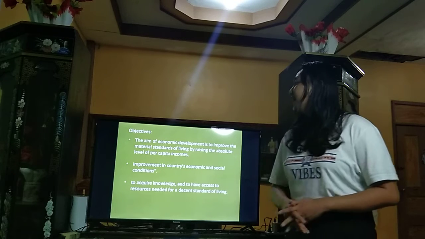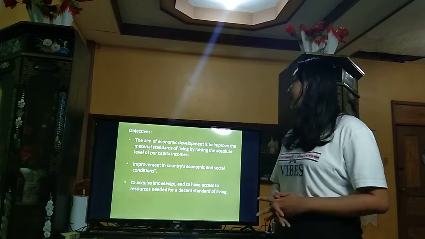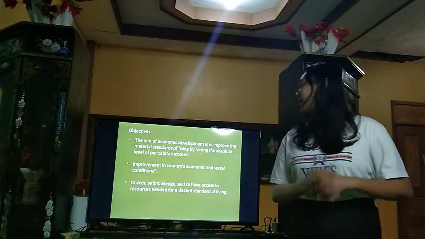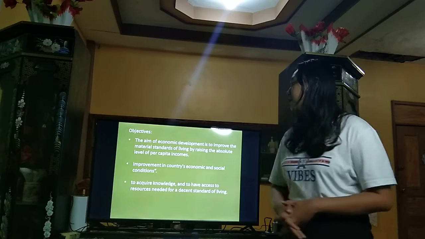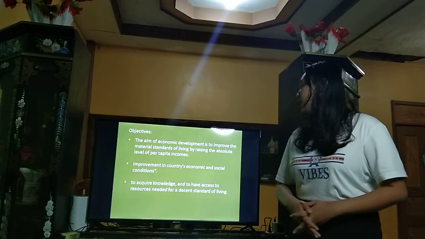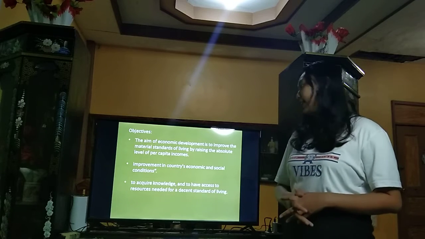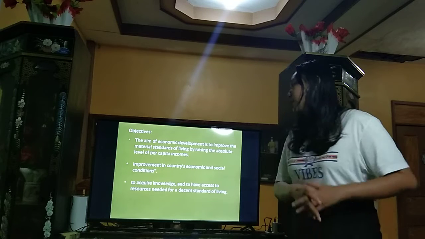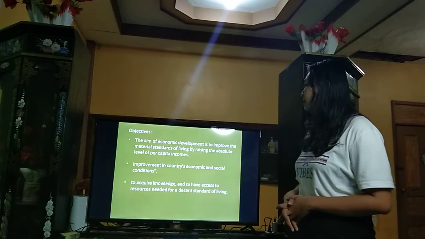Objective. The aim of economic development is to improve the material standards of living by raising the absolute level of per capita incomes. Improvement in countries' economic and social conditions. To acquire knowledge and to have access to resources needed for a decent standard of living.